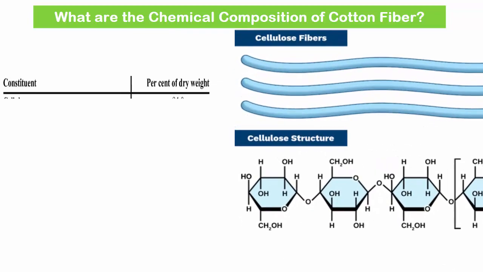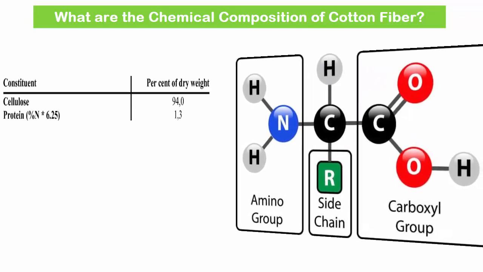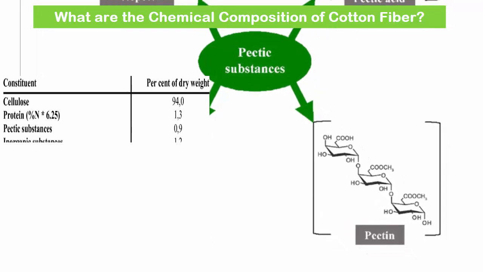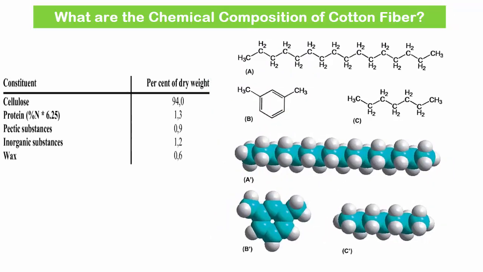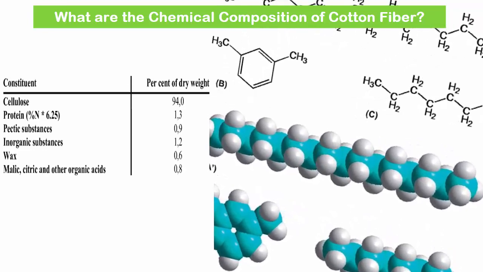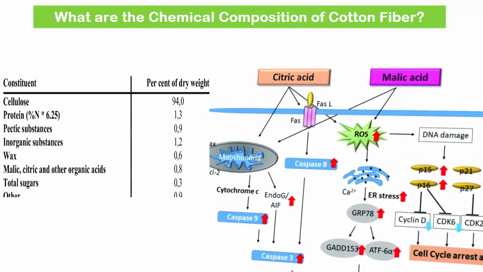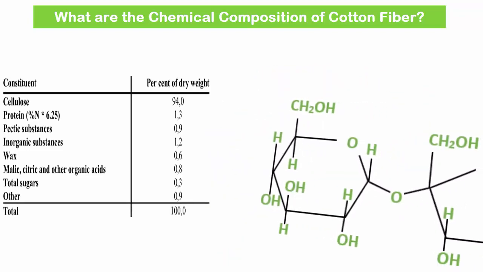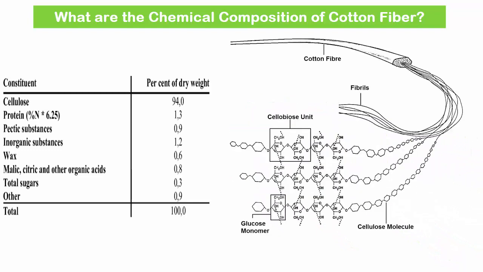Cellulose 94%, protein 1.3%, pectin substance 0.9%, mineral matter 1.2%, wax 0.6%, malic, citric and other organic acid 0.8%, total sugar 0.3% and others 0.9%, total 100%.